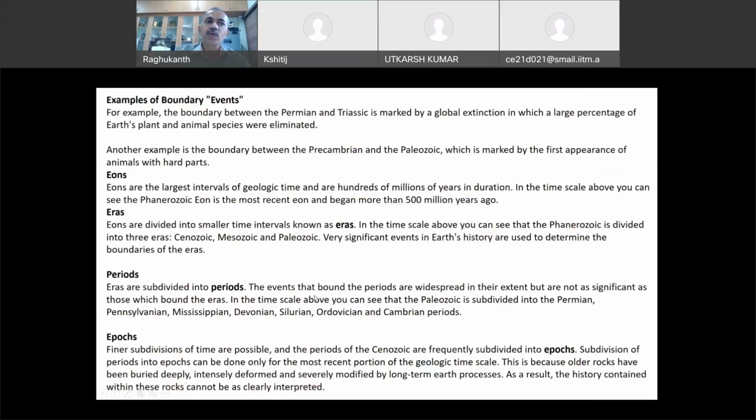And then the next one that comes is epochs. So this is what we use. Once again, finer subdivisions come into the picture. This is what they call the epochs. Because a lot of information came, carbon dating became very popular. People started using carbon dating, so a lot of rocks have been dated based on those things. So once again, they divided this further into the epochs themselves.